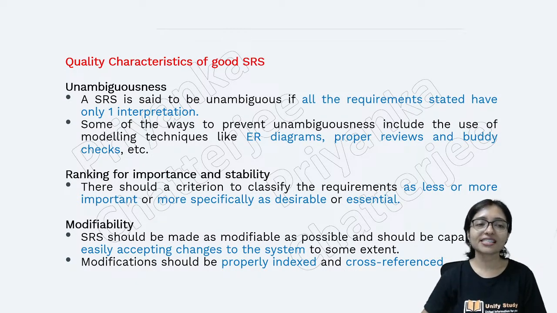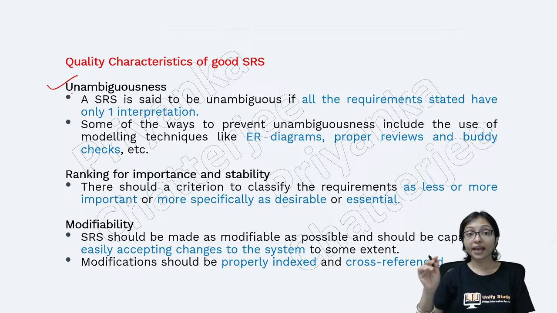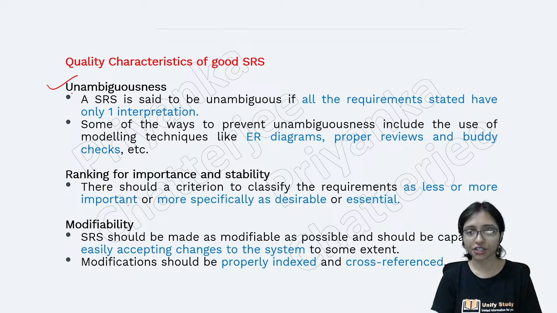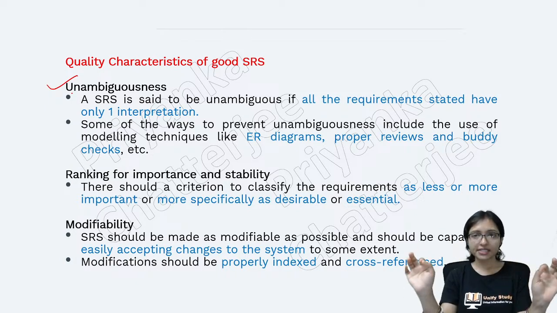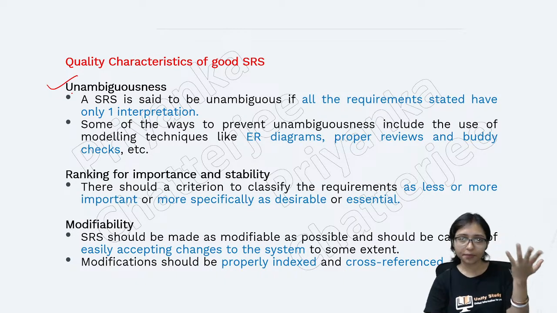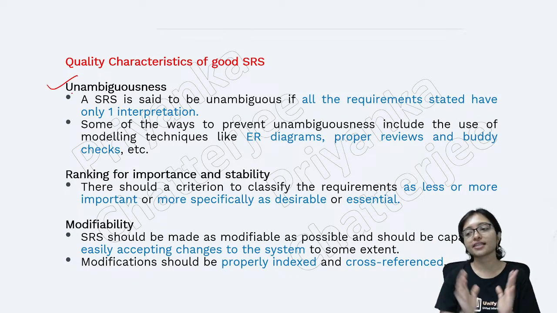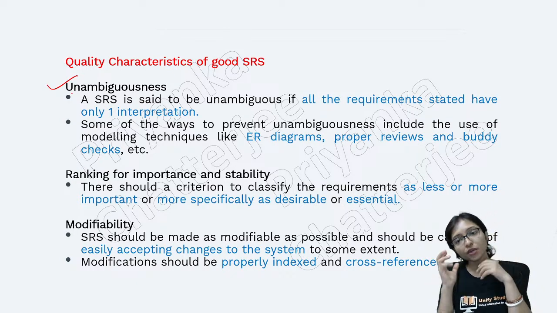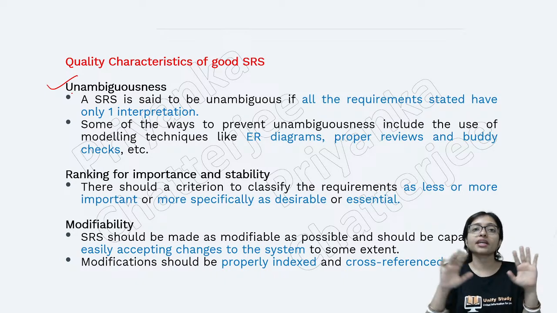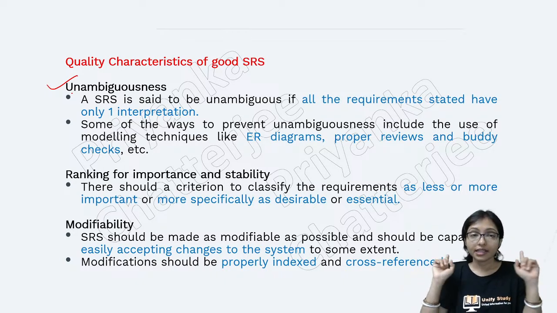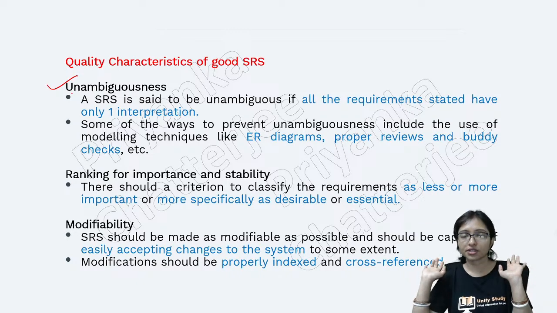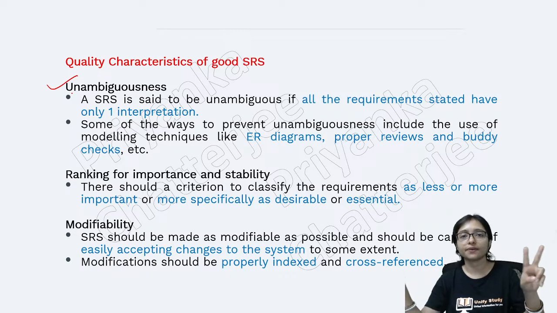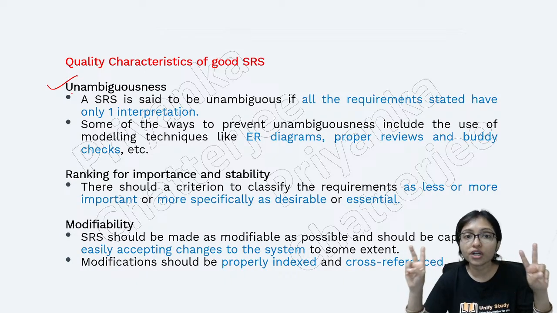Now the next one is unambiguous. What is unambiguous? Ambiguous and unambiguous relate to interpretation. Some statement I am telling, you are interpreting in one way, and another person is interpreting in a different way. So one statement, from the user's perspective, is interpreted in different ways. This is called an ambiguous statement. You should not write a statement that can generate two different meanings.